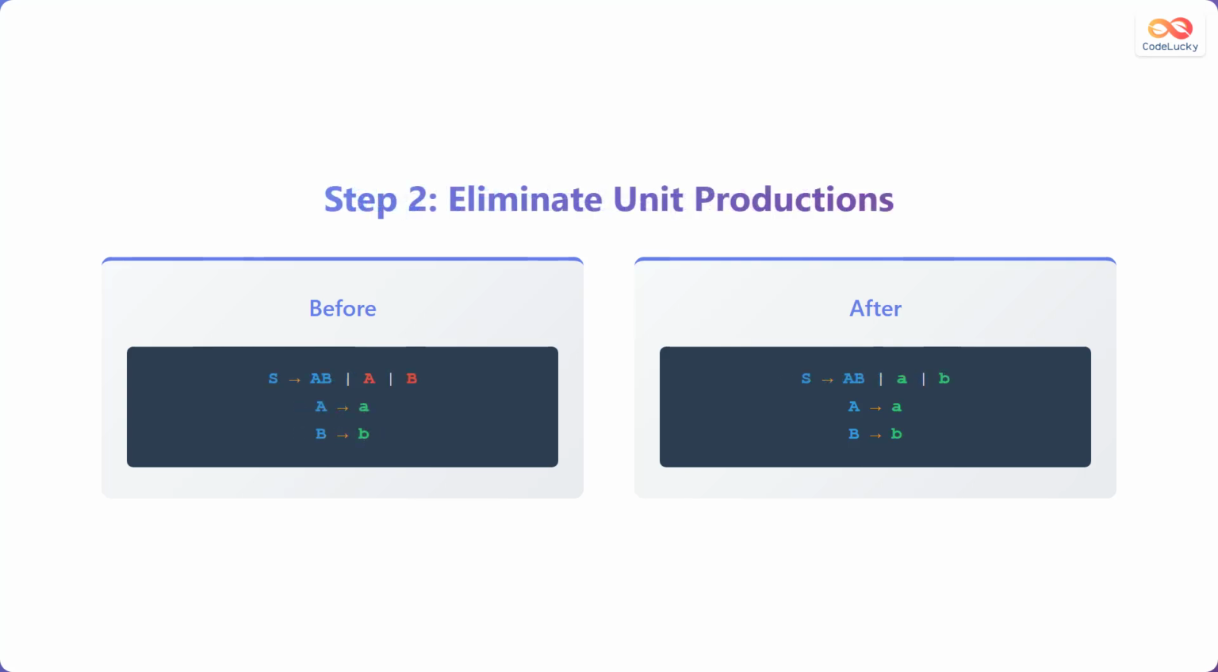Step 2 involves eliminating unit productions. These are production rules in the form A derives B, where both A and B are variables. Let's look at an example. Before, we have the productions S derives AB, A, or B. A derives a, and B derives b. After eliminating unit productions, we have S derives AB, a, or b. A derives a, and B derives b.